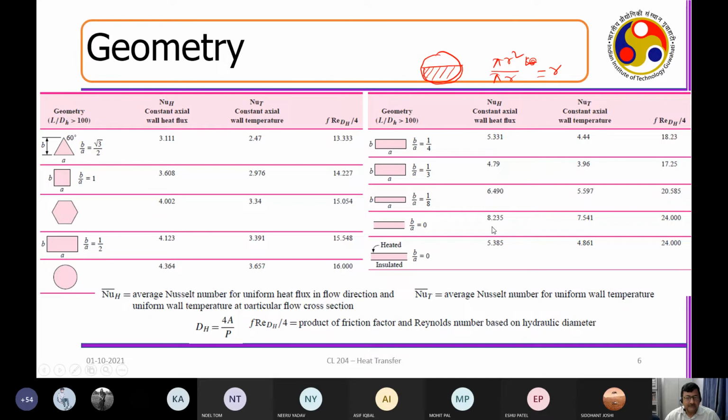And also you have two Nusselt numbers: NuH, which is the average Nusselt number for uniform heat flux in the flow direction, whereas NuT is the average Nusselt number for uniform wall temperature. You have also seen earlier that there is an average Nusselt number, Nu bar, based on the average heat transfer coefficient, or Nu x, based on the local heat transfer coefficient. These are all available in the literature. You have to look up the book, dig out the number, and then make use of them.